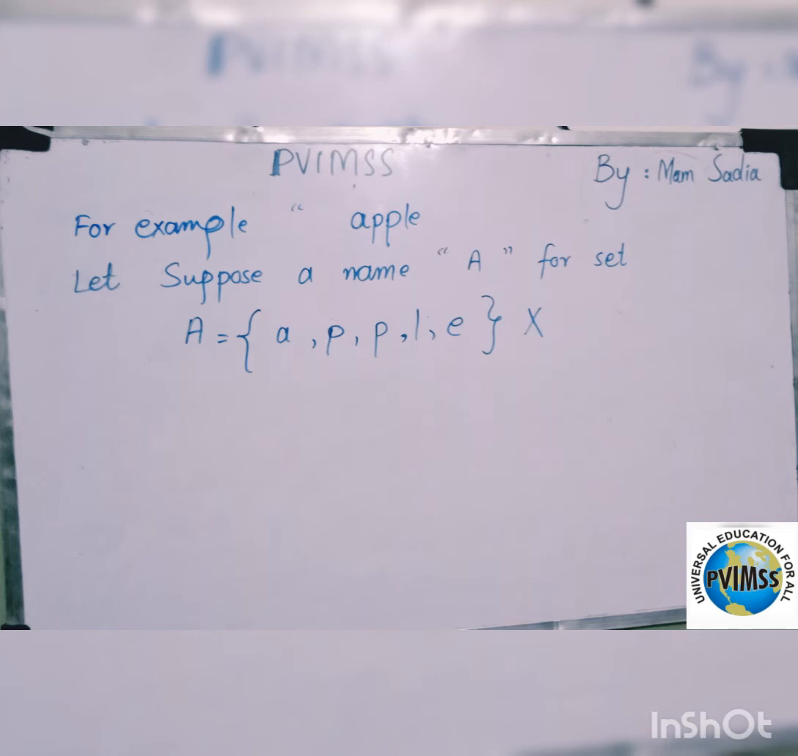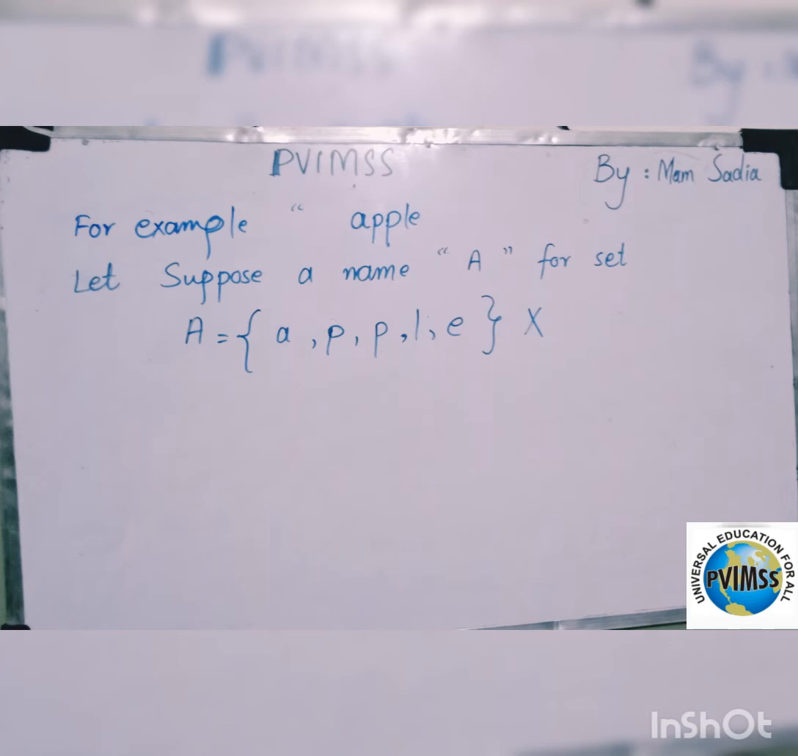Let's take an example to understand this. For example, we have a word apple. How will we write this word in a set? Let's suppose a name A for the set. We'll write in braces by putting commas in between elements. But you can see P is repeating two times. So it is not a set.